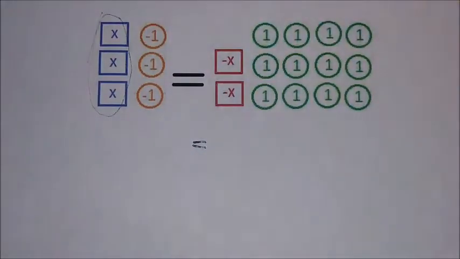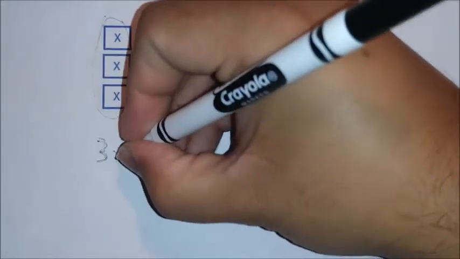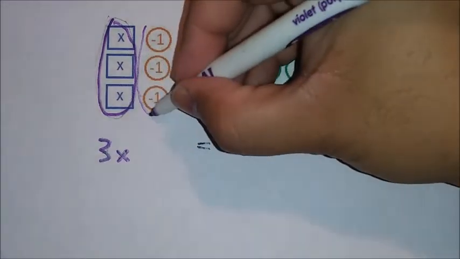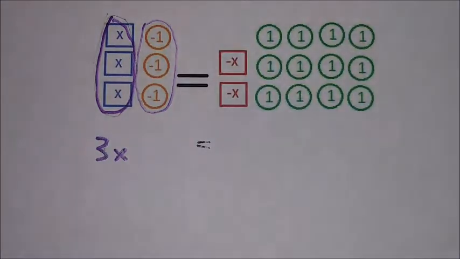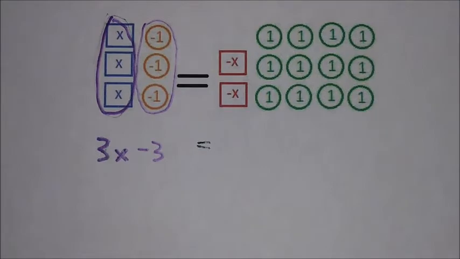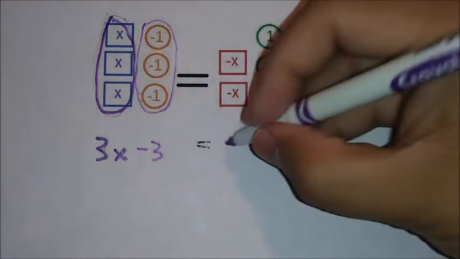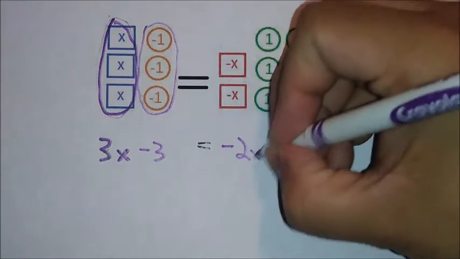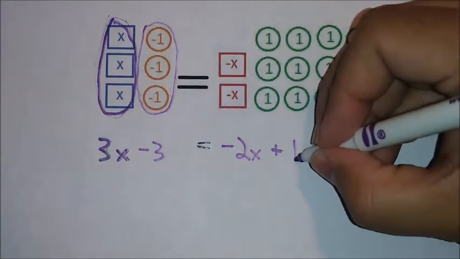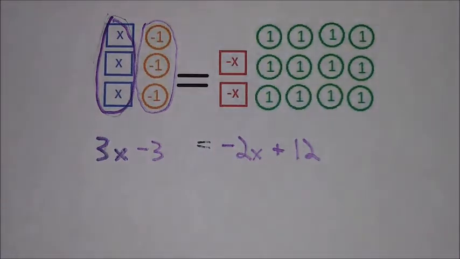Here we have 3 times some value x. Here, whatever amount that is being reduced by 3. On the other side, we have 1, 2 negative x's, and whatever that amount is, we're adding 12 to it. Now we have to solve.